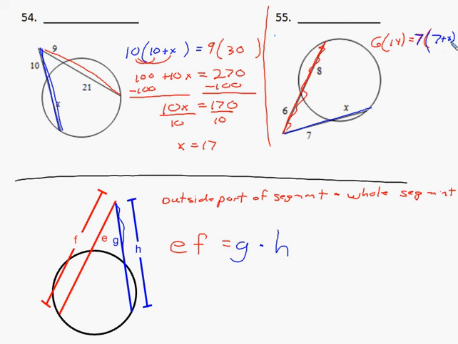And we'll solve. 6 times 14 is 84. Distribute here, we get 49 plus 7x. Subtract 49 from both sides, and we get 7x is equal to 35. Dividing both sides by 7, we get x is equal to 5.